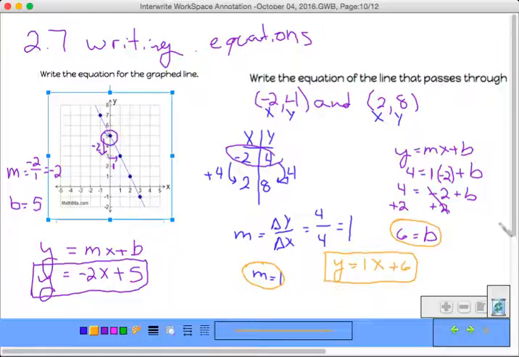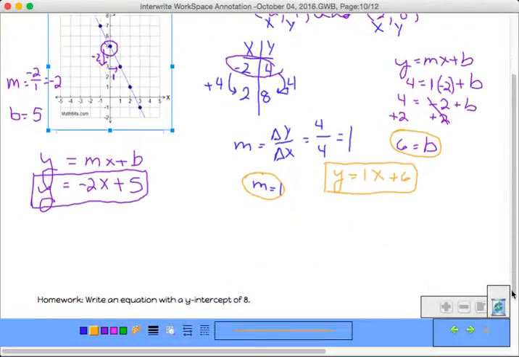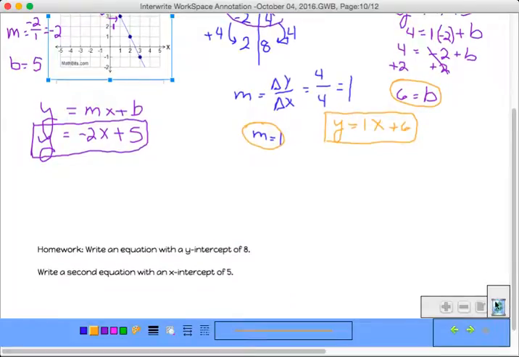All right, those are the only 2 examples you need to have in your notes for this section from the video. But you do have a small task. I want you to write 2 equations. The first one, you're going to write an equation with a y-intercept of 8. Any equation you want, as long as the y-intercept, your b, is 8. So that one should be pretty quick.